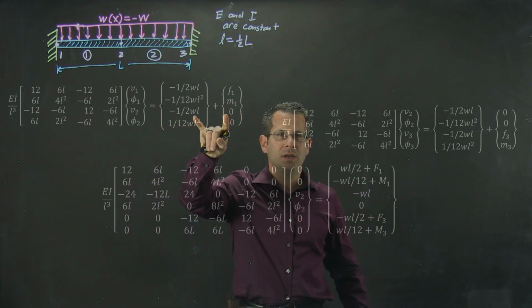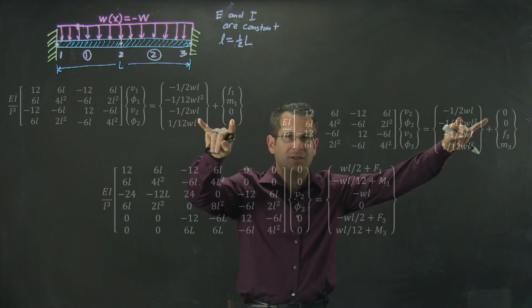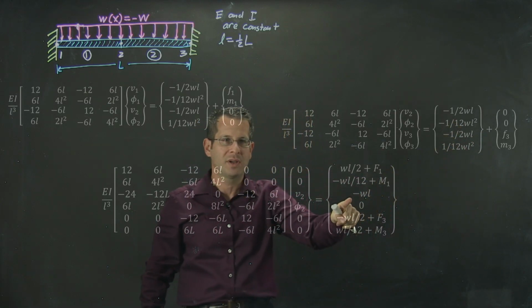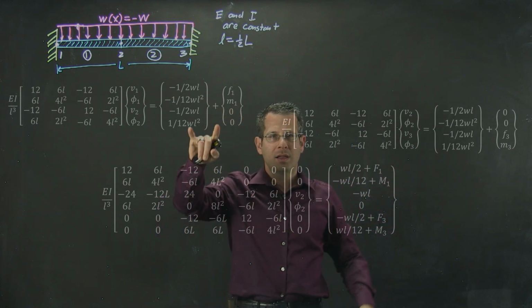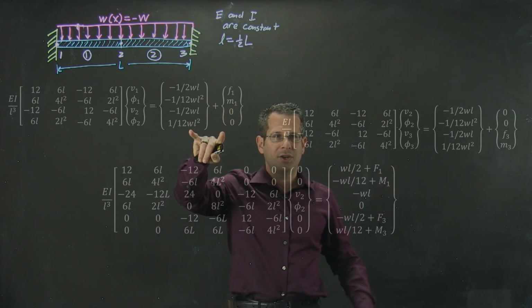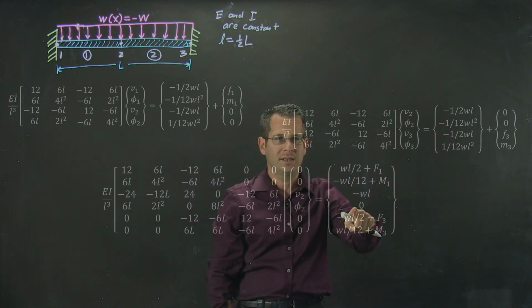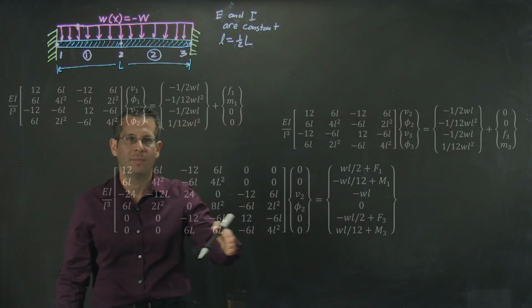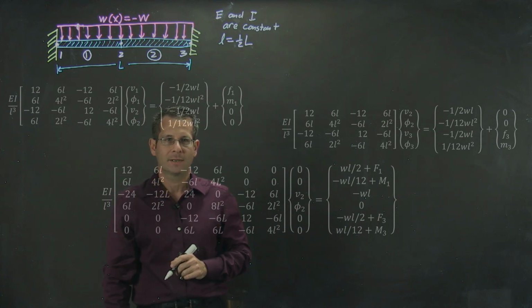These two force vectors need to be added to these two force vectors. I have a negative 1/2 WL here. I have a negative 1/2 WL here. Will give me a negative WL. This term and this term are equal and opposite, so I will get 0. Once I have this problem formed, I want to go ahead and solve for my displacements.